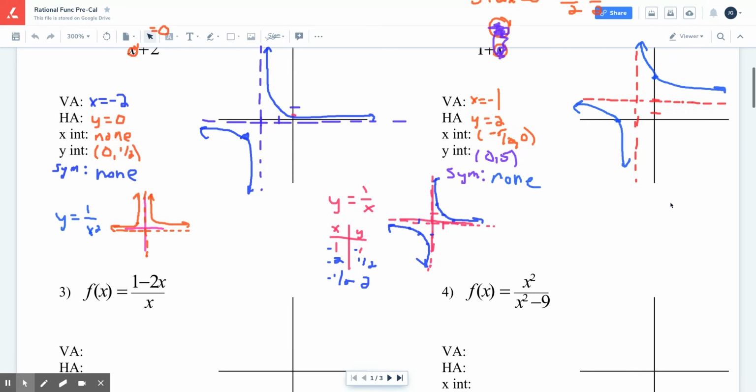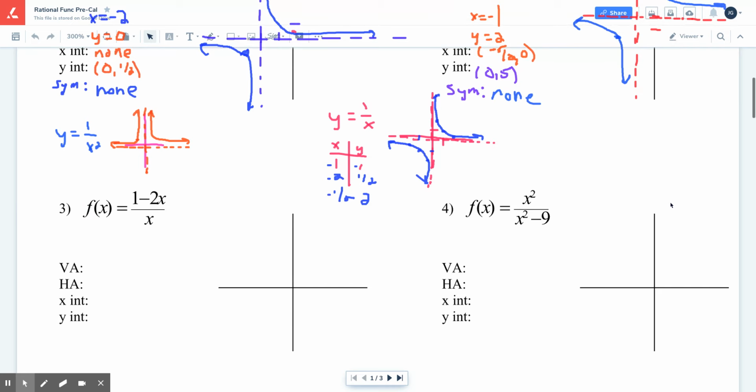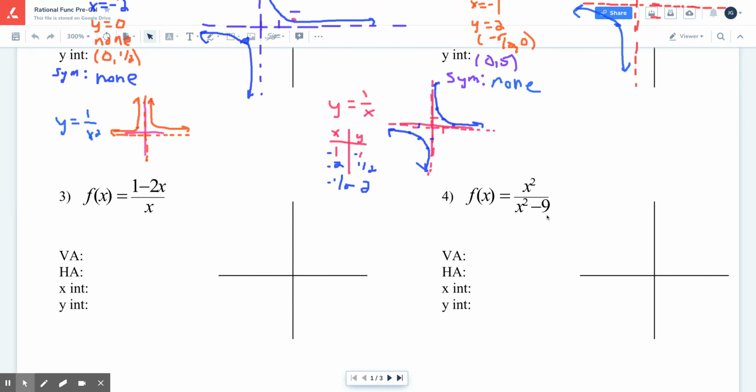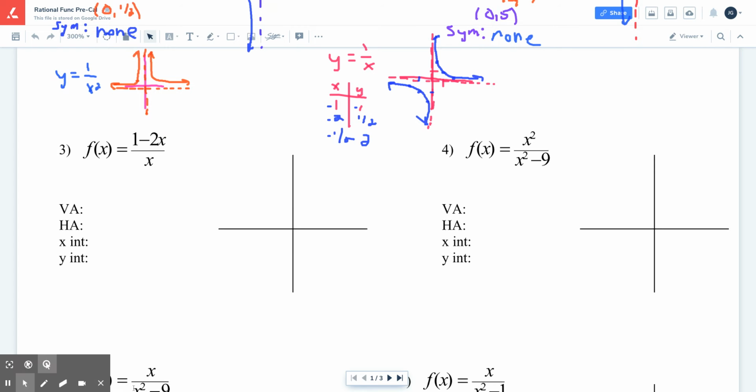So we're going to do one more example, this example 4. This one is going to be a little different because you'll see as soon as we do the vertical asymptote, we're going to have 2 vertical asymptotes. So we're just going to try this one out, and that will be it for today.